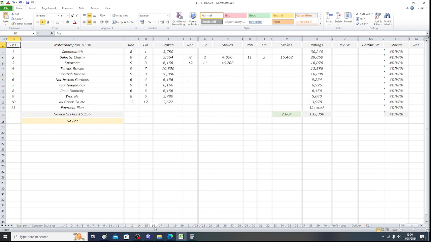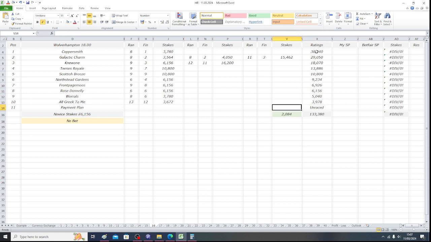Moving into the 6 o'clock, this is going to be a no bet race for me. I do have a few of these. You can see there's hardly any form to go on. But the horse at the bottom here, Payment Plan, is unraced, which means it hasn't had any races under rules, and we have no form at all. You would have to be an insider to roughly know what's going on with that one.